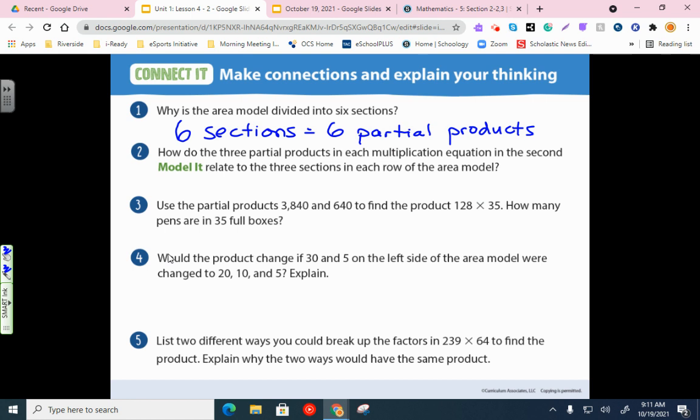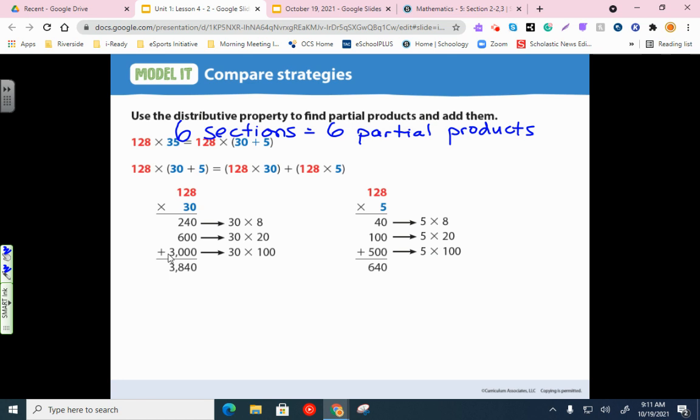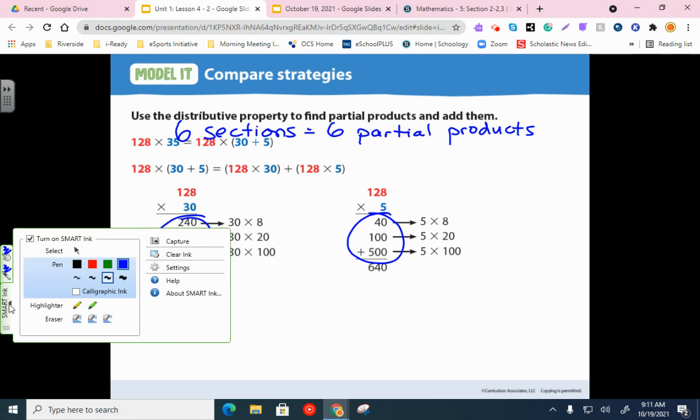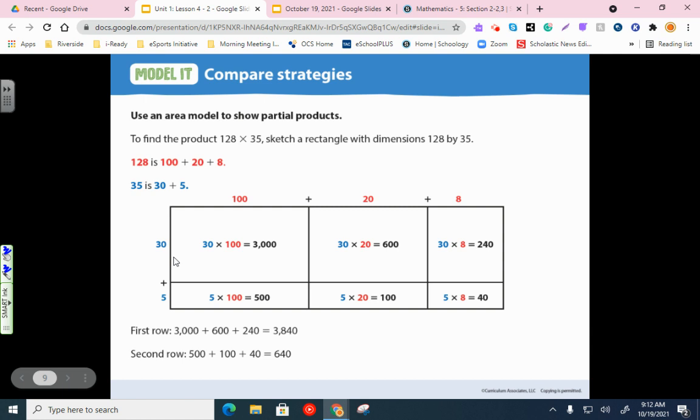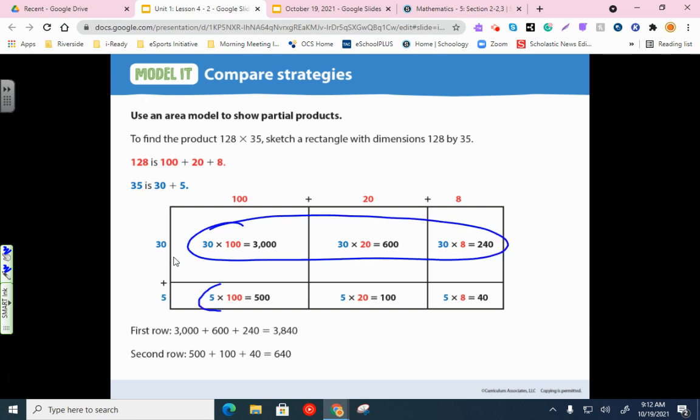How do the 3 partial products in each multiplication equation in the second model relate to the 3 sections in each row of that? Well, it's simple as that. Let's kick back here. So look at this. You want to look at these right here. Keep an eye on those. Circle those in your book. And then we've got these right here. They are one and the same. So how they relate to each other is this way.